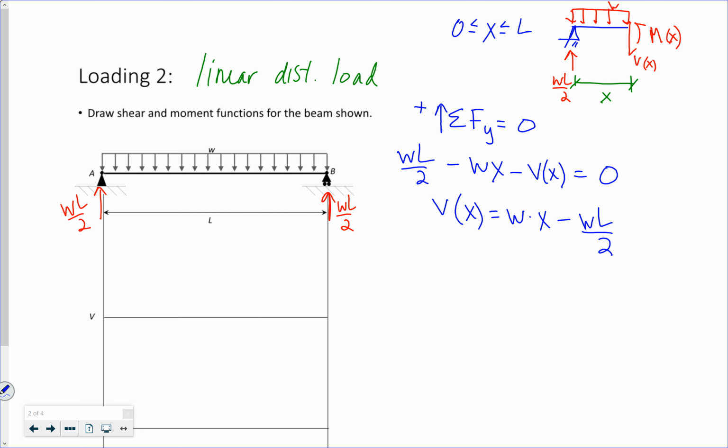Got the signs wrong. My shear function is minus WX plus WL over 2.